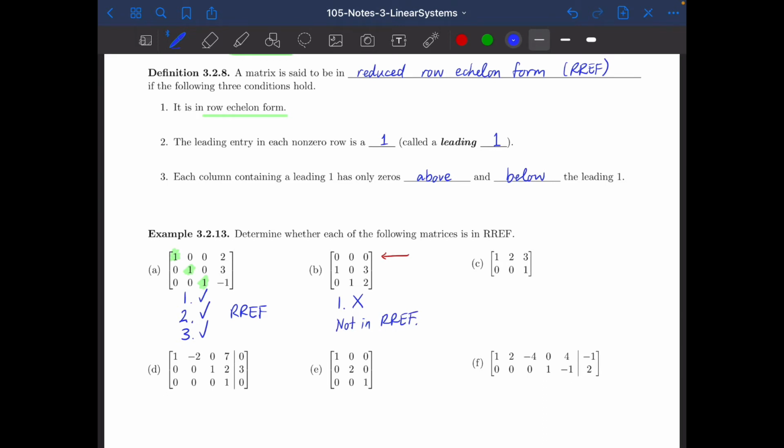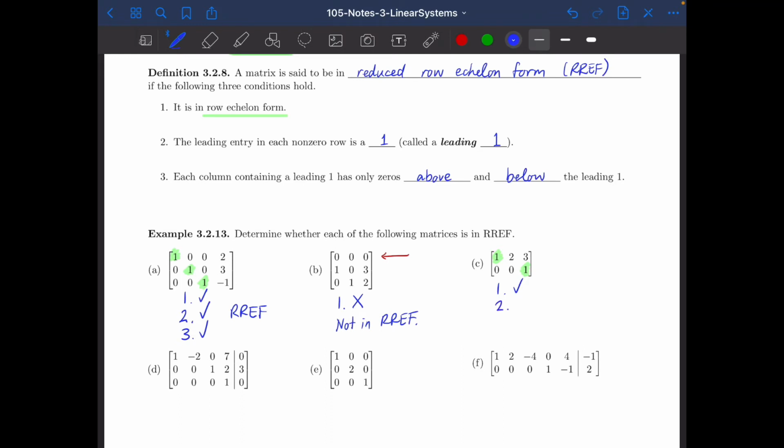In part C, we have a new matrix. We want to check each condition. Is the first condition satisfied? There's no row consisting entirely of zeros. Where are the leading entries? Here they are. We do have that the leading entry on the second row is to the right of the leading entry on the first row, and so the first condition is satisfied. This matrix is in row echelon form.